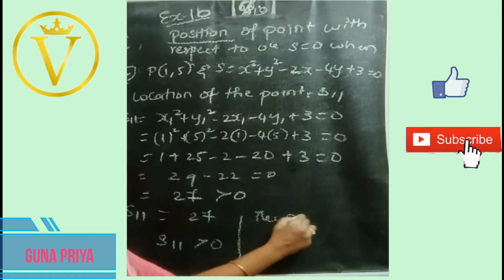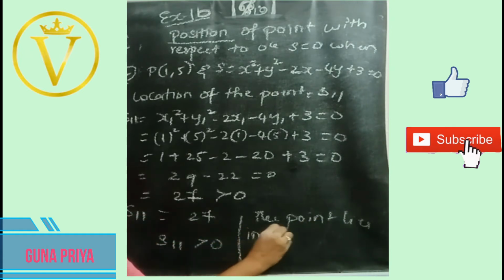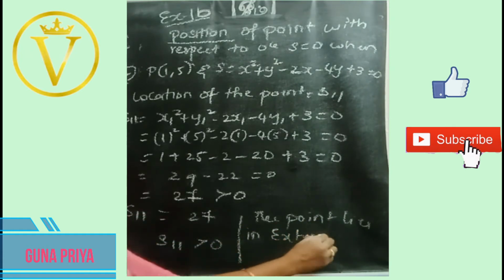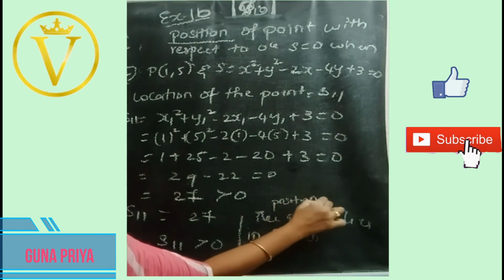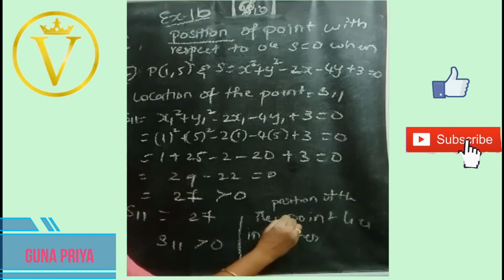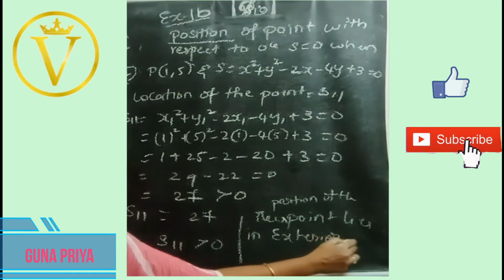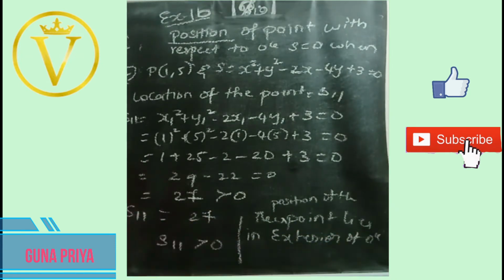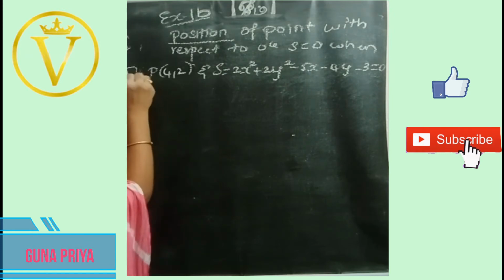The point lies in the exterior, that means the position of the point lies in the exterior of the circle. You can simply write exterior. Okay, we'll see another problem. Now our another problem, that is the third problem.